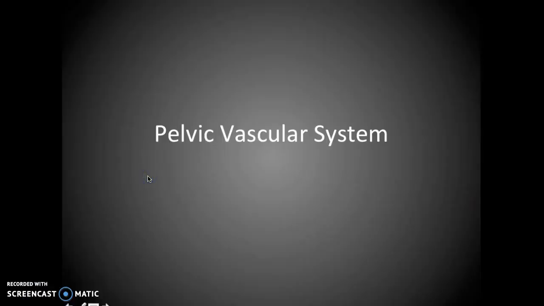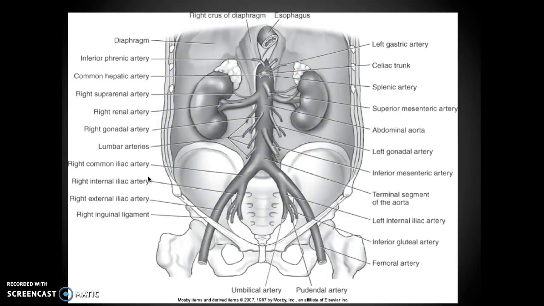Okay, so the pelvic vascular system, this shouldn't be as long as the other PowerPoints. So looking at the aorta and coming down from the aorta, I told you I wanted you to know from the celiac trunk on down. So here's the celiac trunk, and you have your splenic artery and your common hepatic artery.